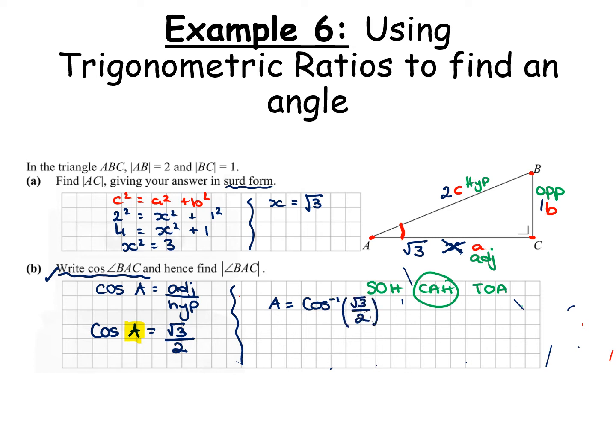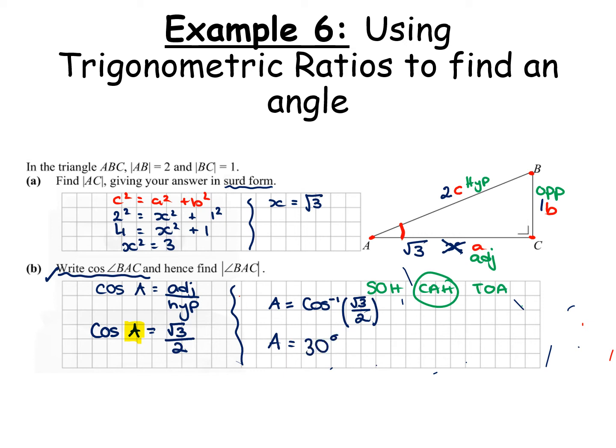Cos inverse, that little -1 means inverse, appears on your calculator above sine, cos and tan. So above sine you get sine inverse, above cos you get cos inverse, above tan you get tan inverse. To get those, if you're using a Casio, you press your shift button and then either sine, cos or tan. In this case we're going to use cos. We put that into our calculators and the answer we get is 30 degrees. So A is equal to 30 degrees.